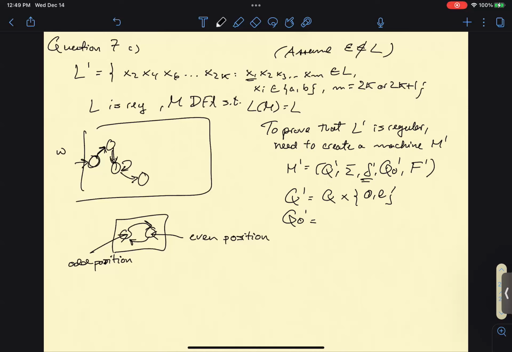Yeah, an odd position, right? You start in an odd position. So what does that mean? That means that my initial state in my bigger machine is going to be the initial state in my machine M, and it's going to be the one that's paired with the odd state.